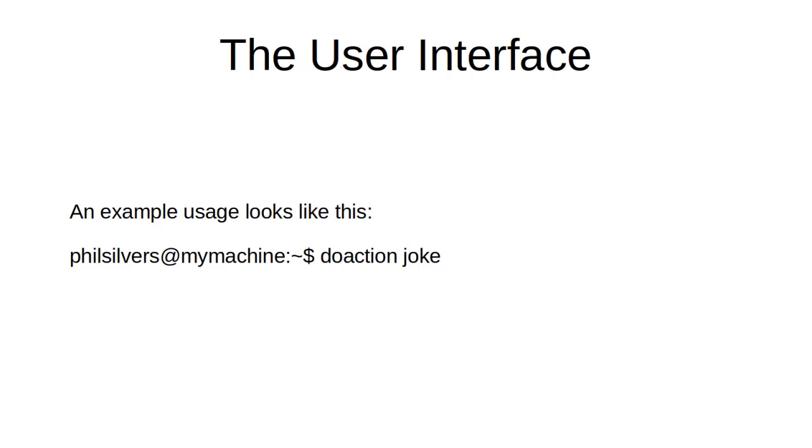In use, the program looks like this. When logged in as one of the users, you run doAction, passing the name of the action you wish to execute as an argument. In the example, the user, Phil Silvers, wants to perform a joke.